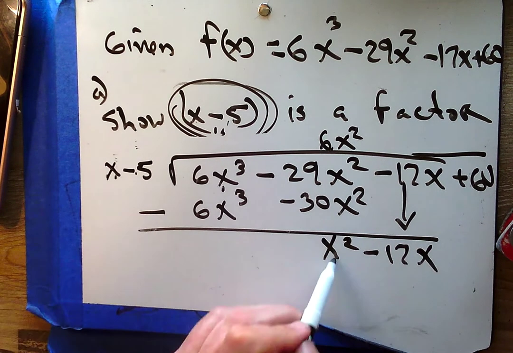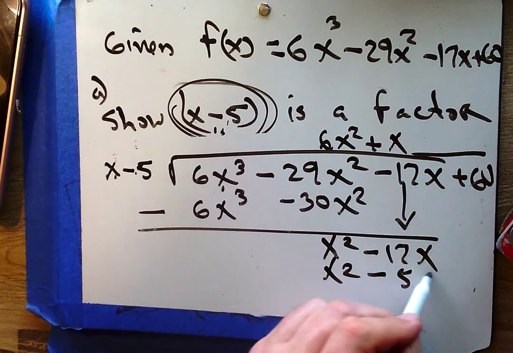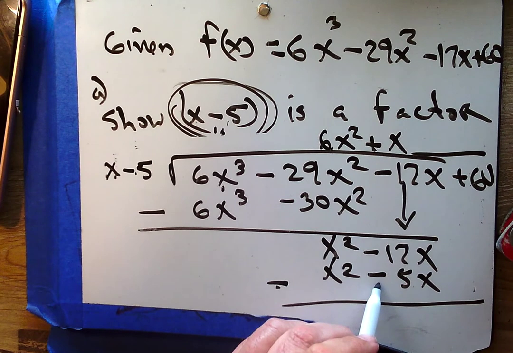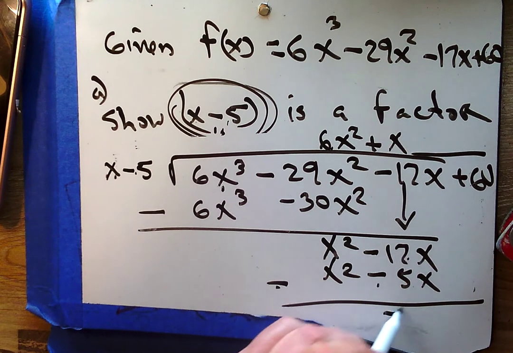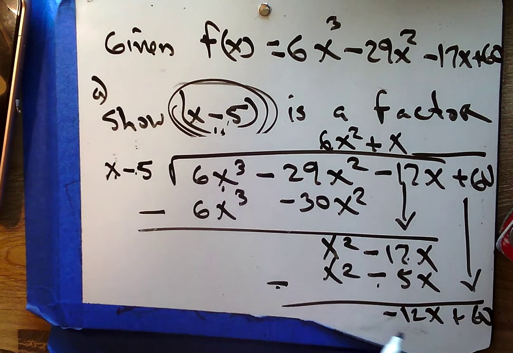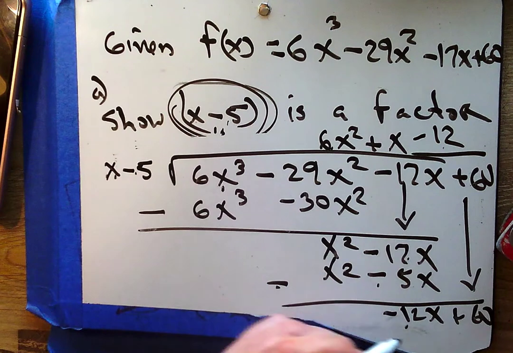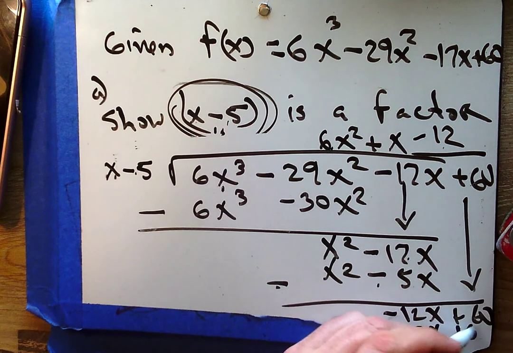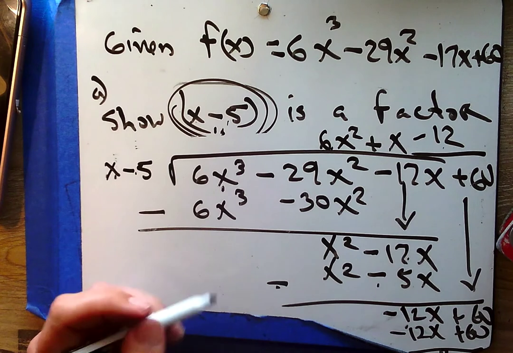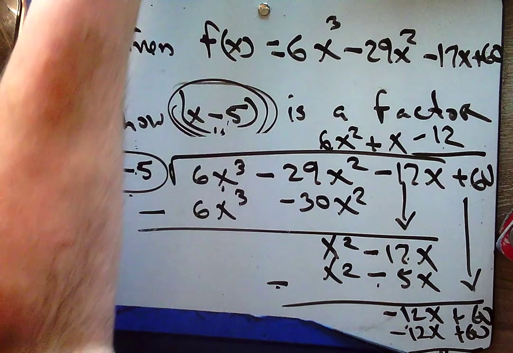What do I multiply this by to turn it into this? That's going to be x. So I have x squared minus 5x, and then I subtract. And so this is minus a minus or plus. Minus 17 plus 5 is minus 12x plus 60. What do I multiply this by to turn into this? I need a -12. And when I distribute that -12, I get minus 12x plus 60, and when I subtract, a tiny, tiny 0 off the end of the board. All right, because I got a remainder of 0, I know that this is a factor of that polynomial.